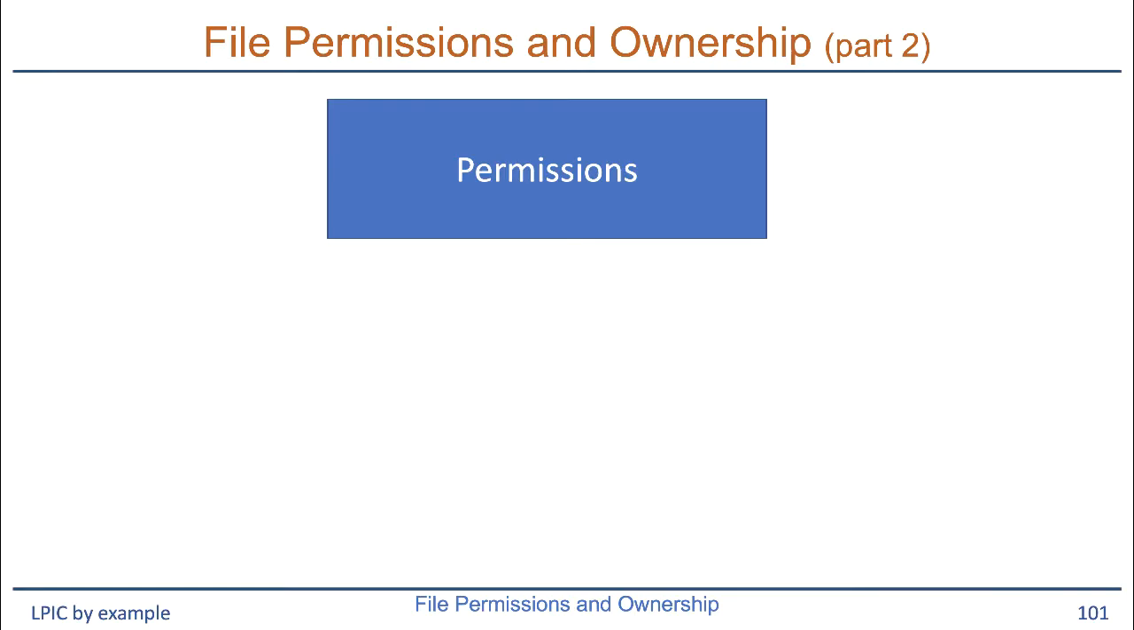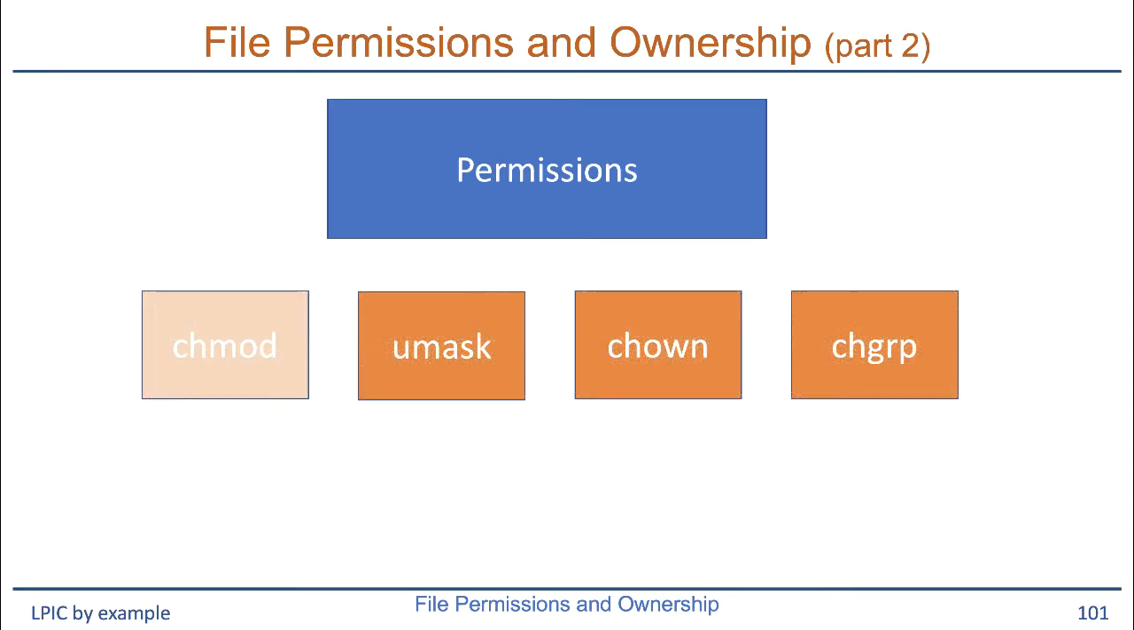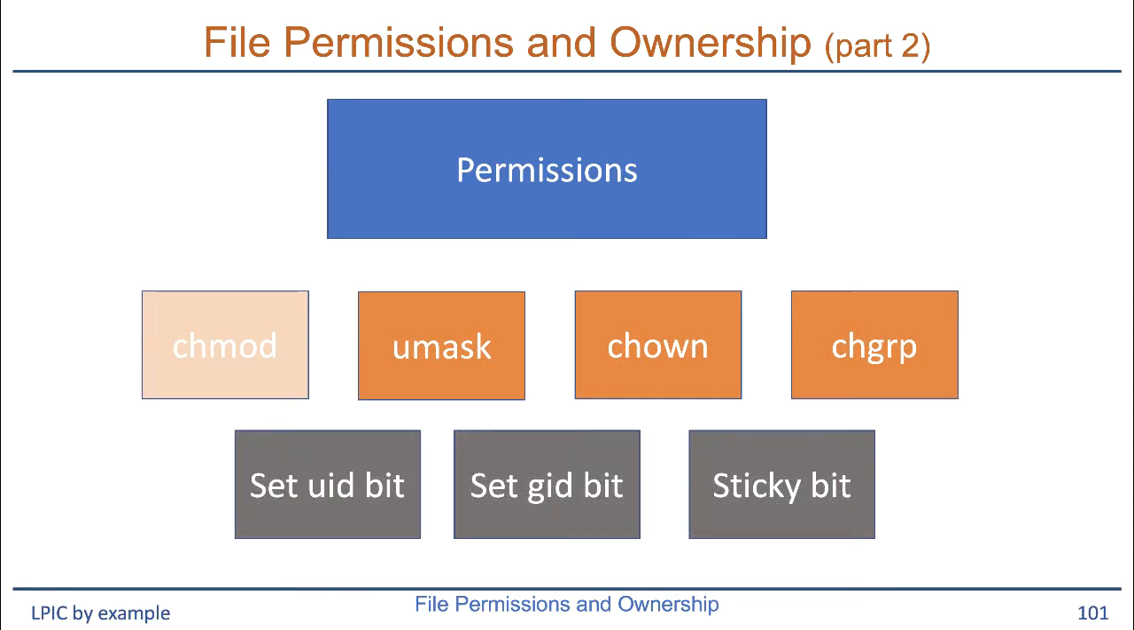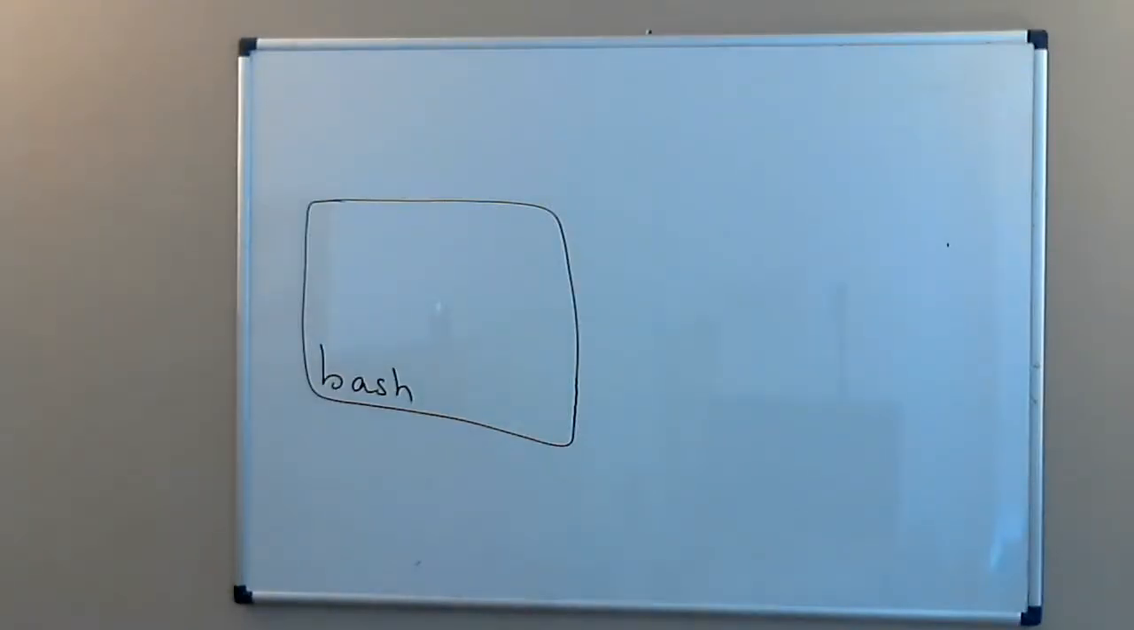In part 1 of this module we discussed the change mode command with the different types of setting permissions, which was the octal mode and the symbolic mode. In this second part we will start with the setuid bit, the setgroup bit and the sticky bit. And then we'll cover the umask command and we will finish with change owner and change group. But first the setuid and setgroup bit.